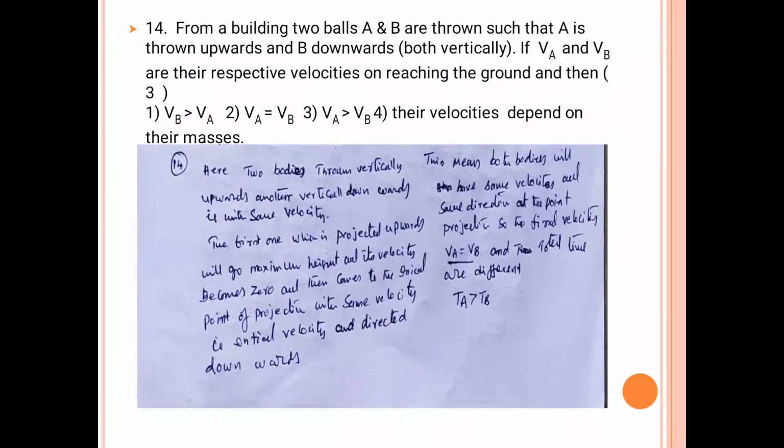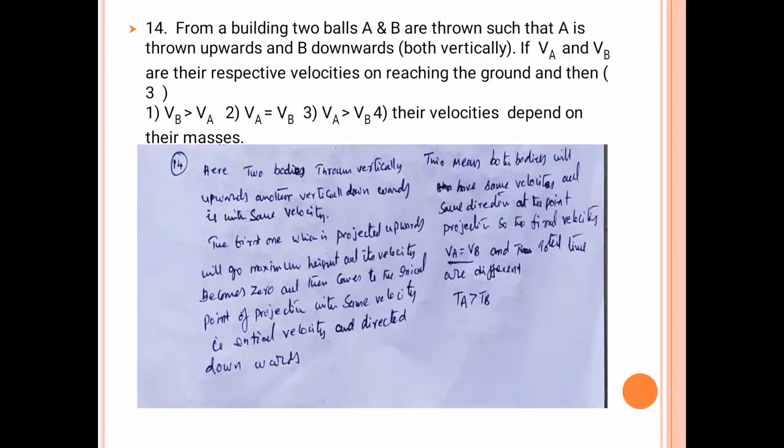In the previous situation, body B has been projected downwards. There also it has the same velocity. That means both are having the same velocities, so that its final velocity will be the same. So that's why VA is equal to VB is the best option.